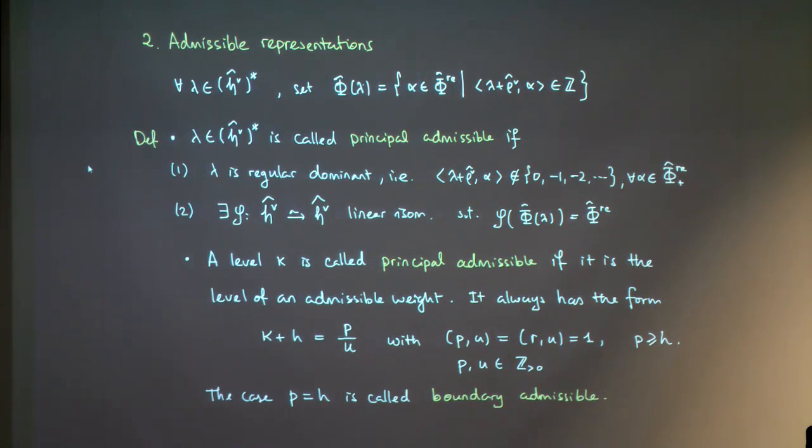Okay. So in some way, these admissible representations are like non-integrable representations, but somehow the root system combinatorics behaves as if they're integrable representations. Okay.